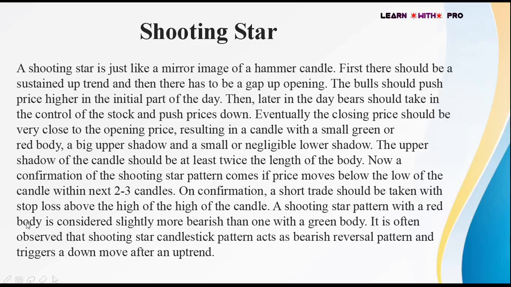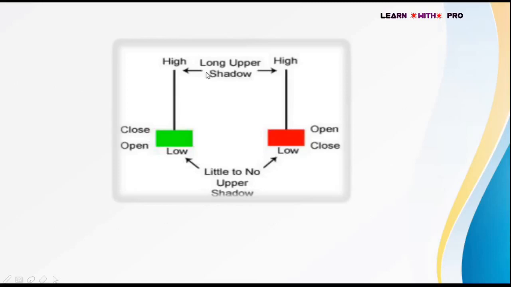On confirmation, a short trade should be taken with a stop loss above the high of the candle. A shooting star pattern with a red body is considered slightly more bearish than one with a green body. It is often observed that the shooting star candlestick pattern acts as a bearish reversal and triggers a down move. Now you can see the shooting star. It closes above the opening price. This is the opening price. See that it closes above the opening price, and the upper wick is twice the body.